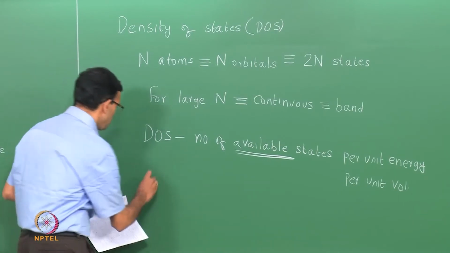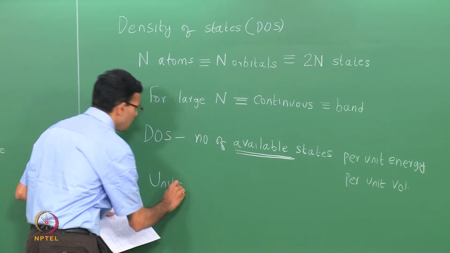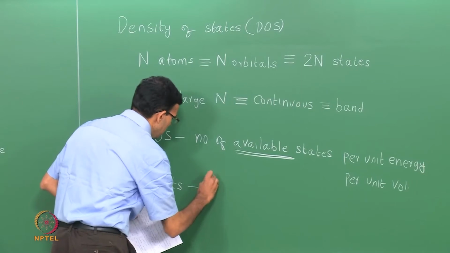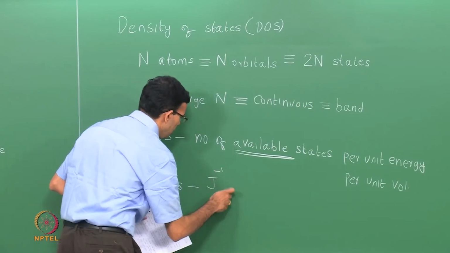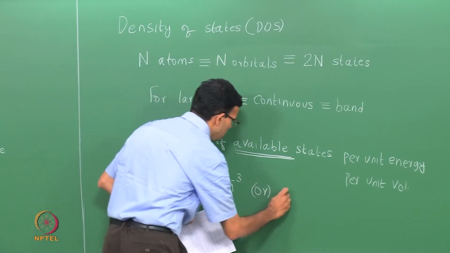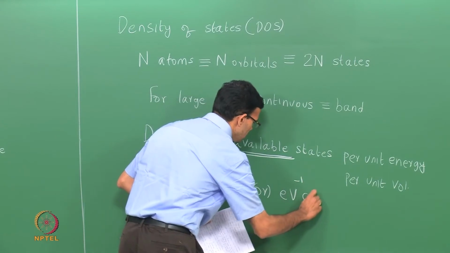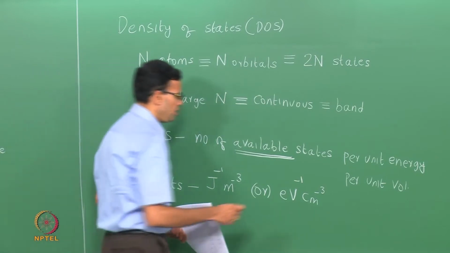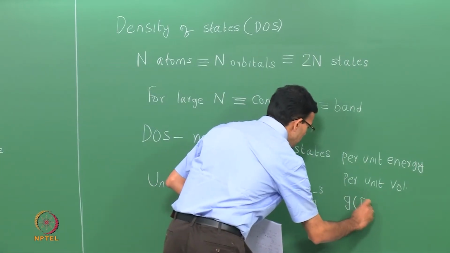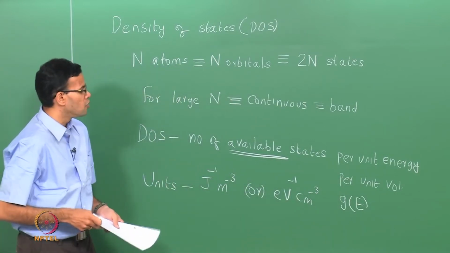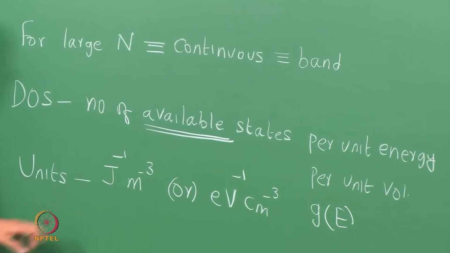The units for this, since it is per unit energy and unit volume, it is either joule inverse and meter cube inverse, or you can also write it in terms of electron volts and centimeter cube. Density of states are typically written as G of E. So, let us go ahead and calculate an expression for the density of states in terms of the energy.